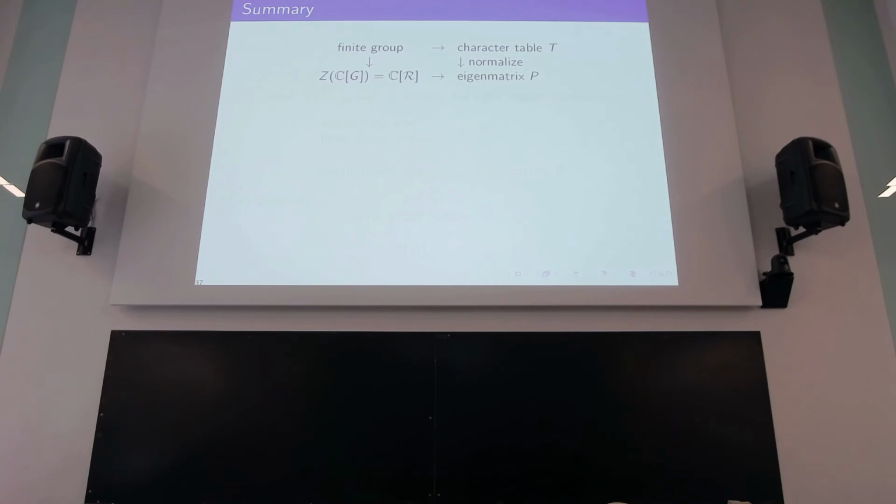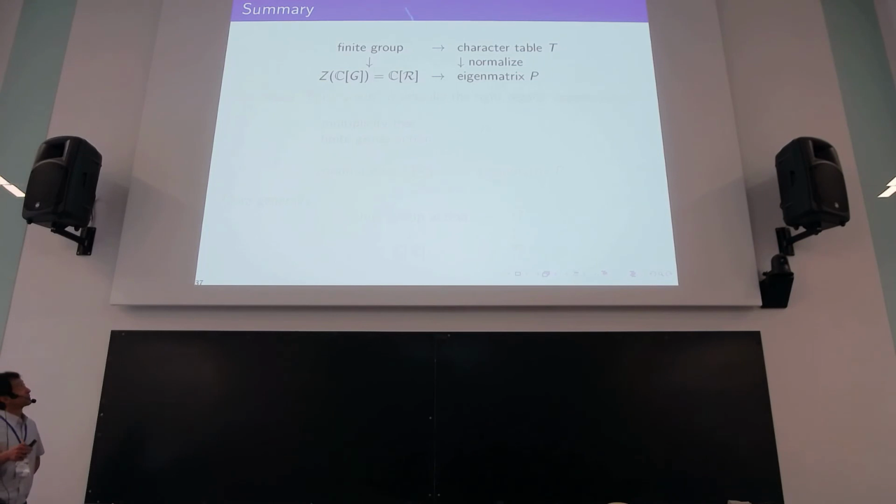Okay, so this is the last slide. So let me review what I did in this fifth lecture. If I have a finite group, I can consider the group algebra, and the center of the group algebra can be considered as the commutative adjacency algebra of the commutative association scheme if I consider not only the right action but also the left action.